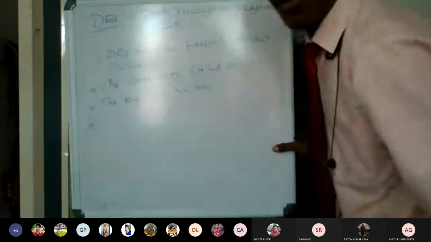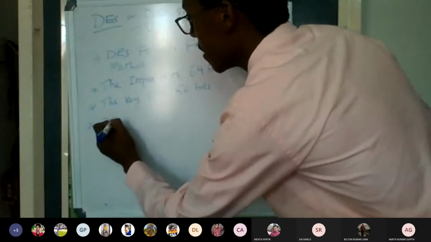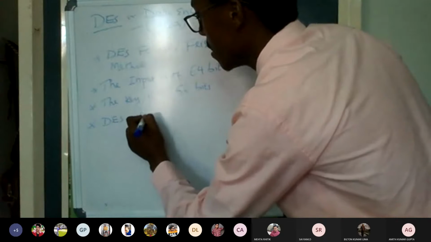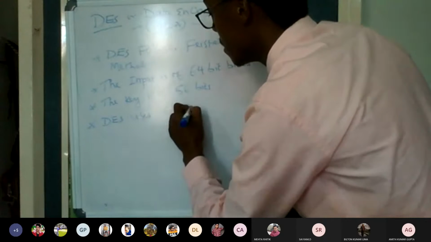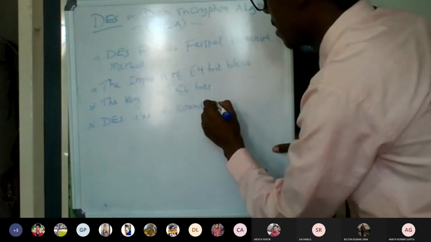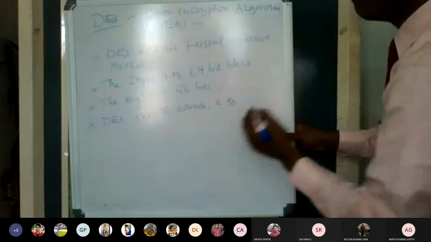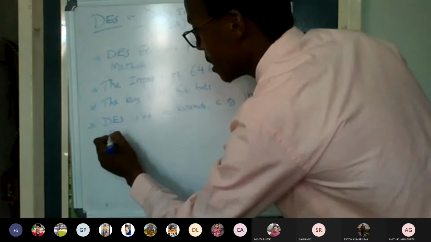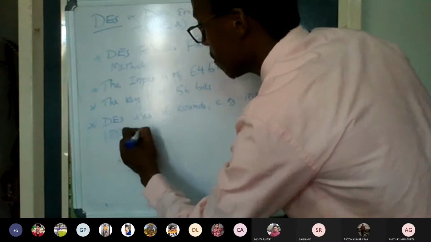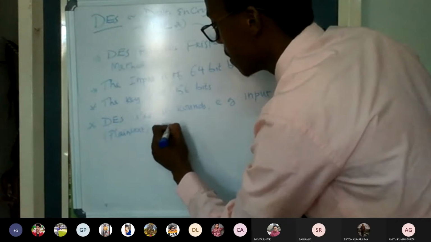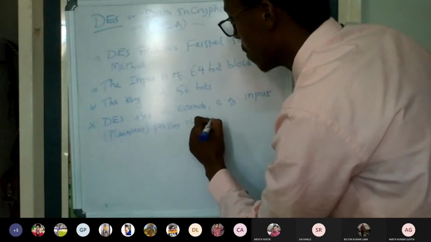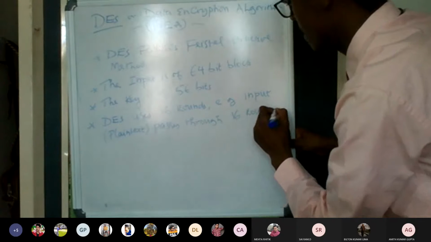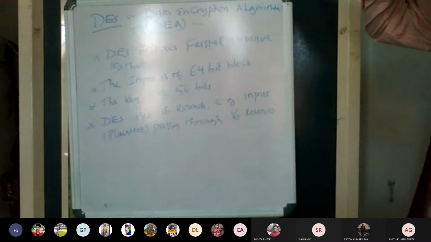The third point to understand about DES: DES uses 16 rounds. What does it mean? It means the input, or plaintext, passes through 16 rounds.